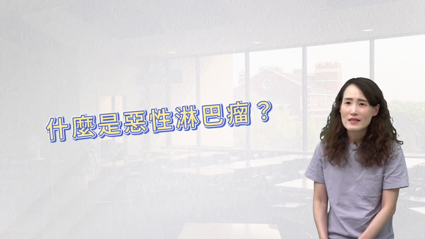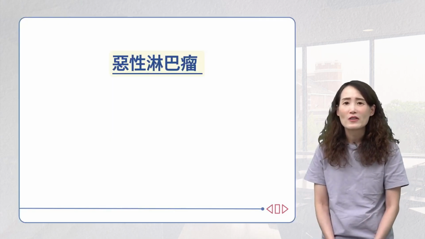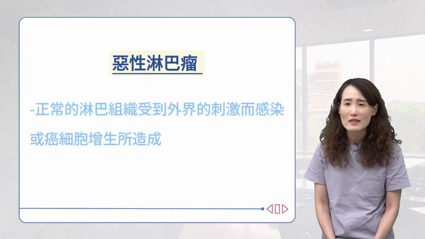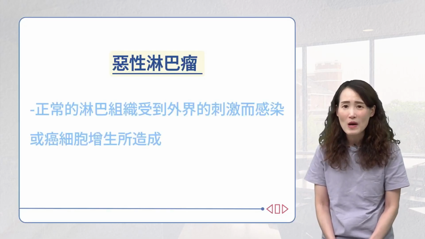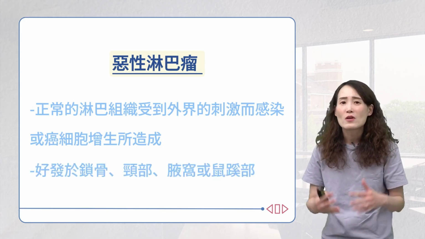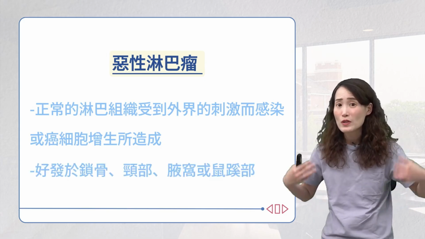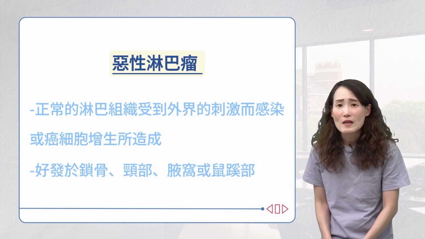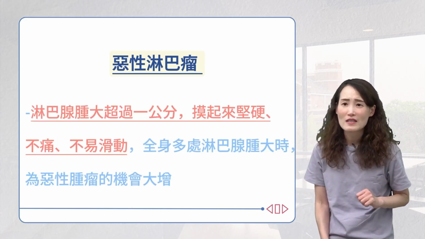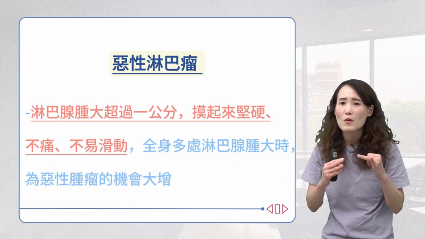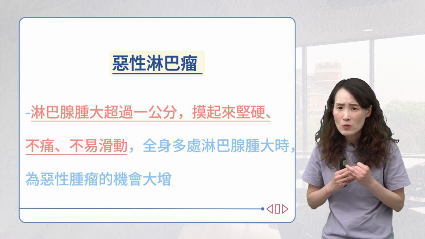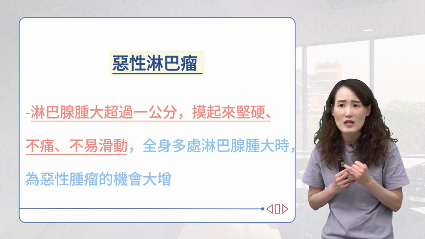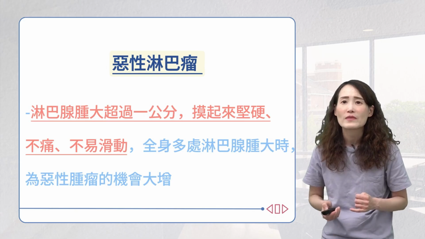What is malignant lymphoma? It typically arises when normal lymphoid tissue receives external stimuli or infections, resulting in continuous proliferation of cancer cells. Usually in your collarbone, groin, neck, armpits, etc., lymph nodes swell over 1 centimeter, feeling hard and painless, and not easily movable when touched. If there are swollen lymph nodes in many areas, the chance of malignancy increases significantly.